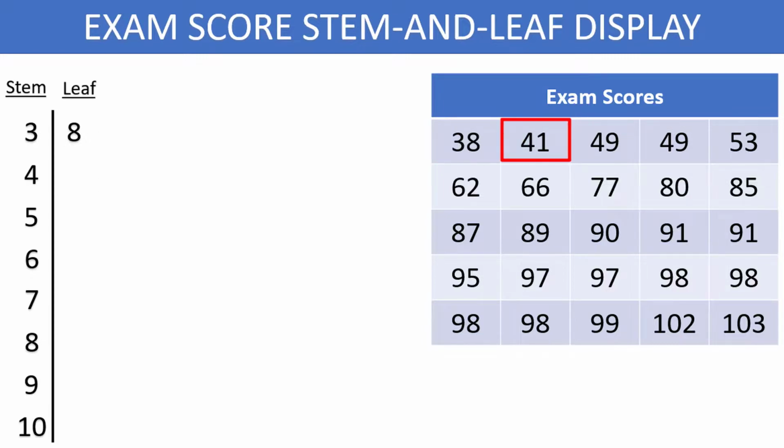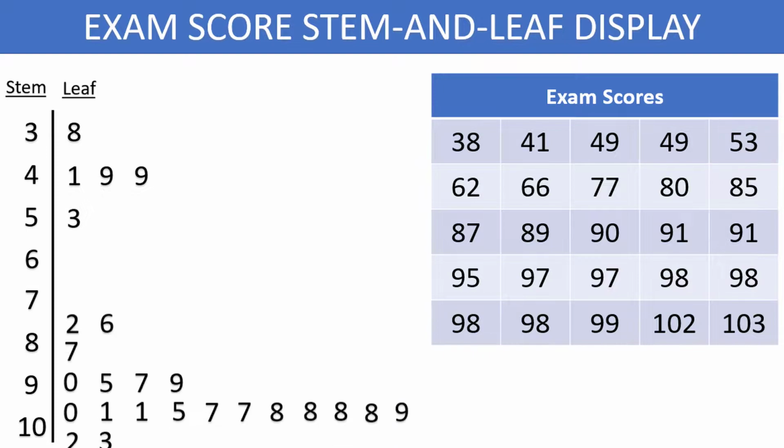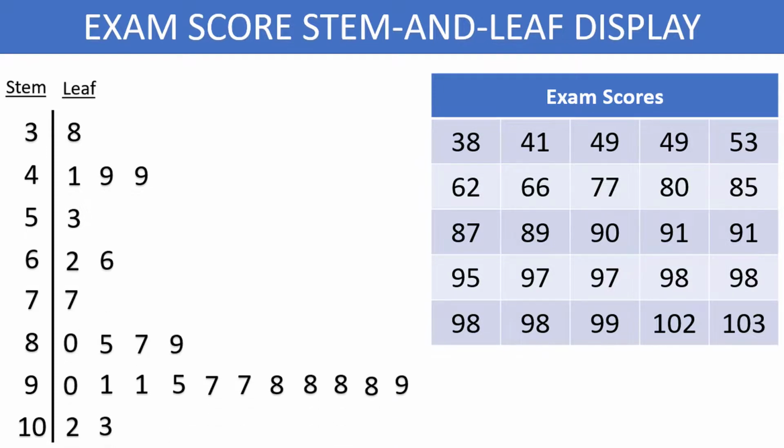Next, we have 41, so we write a 1 next to the 4. Then we have 2 9s for the 2 49s, a 3 next to the 5 for 53, etc., until we have recorded every value in our entire data set. Here's what the completed stem and leaf display looks like.